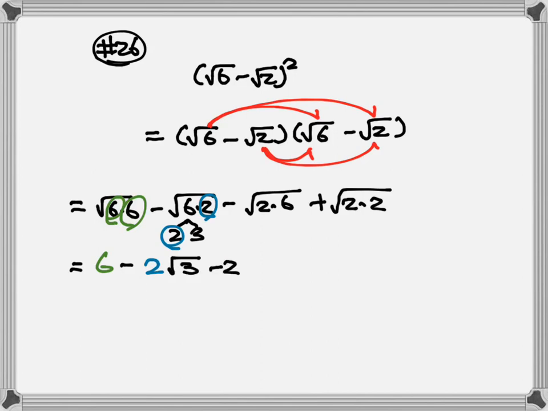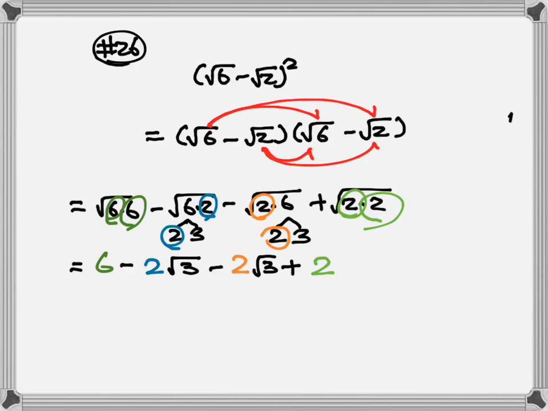Minus. Break down the 6, it will be 2 and 3. So here's my pair of 2. So 2 goes out. 3 stays inside. Plus. Inside there we have a pair of 2. So 2 goes out. After that, we are going to combine the like terms.